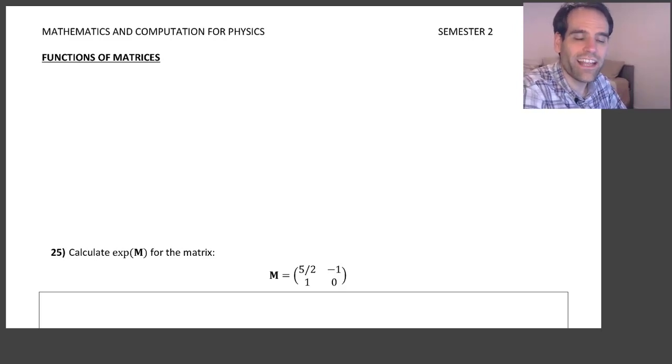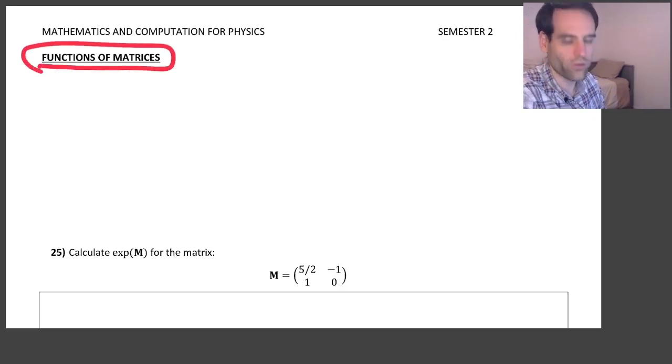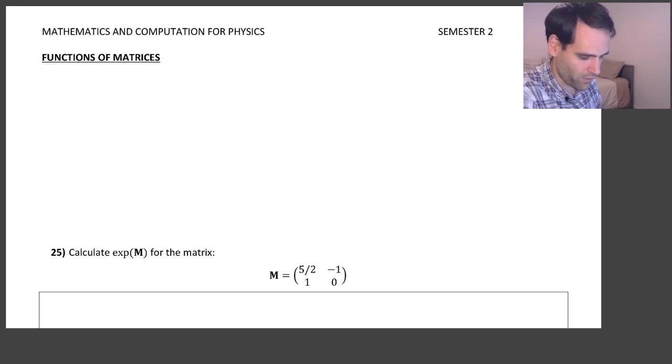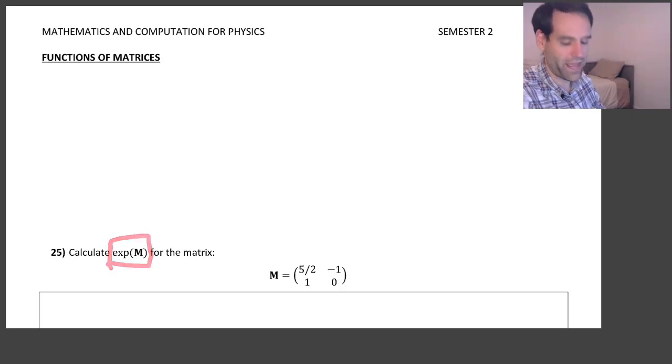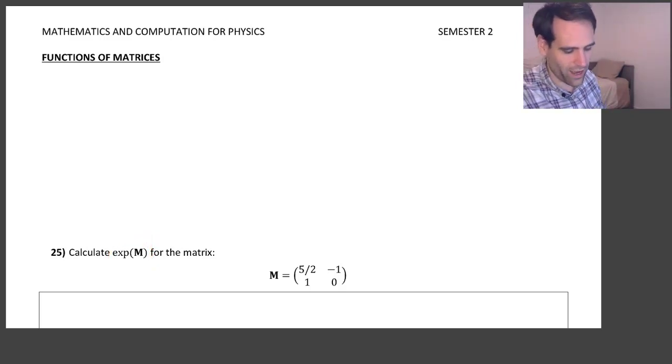So thanks to diagonalization, we can now do some serious stuff, some very amazing results. One of the results we can do is functions of matrices. For example, I will do a problem later, calculate the exponential of M, where M is a matrix. You can actually do this. So how do we define a function of a matrix?